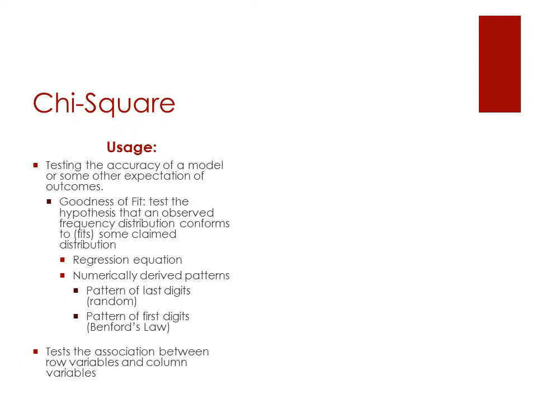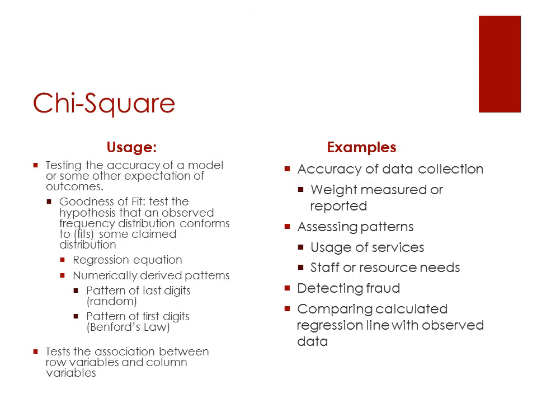We also use this to look at comparisons to numerically derived patterns, so looking at patterns of last digits or first digits. And also, lastly, for testing associations between a row variable and column variables. We don't really look at that one, but that's an important component for higher level testing as well when we're trying to compare our data. So, examples of when we use this: checking accuracy of data collection.